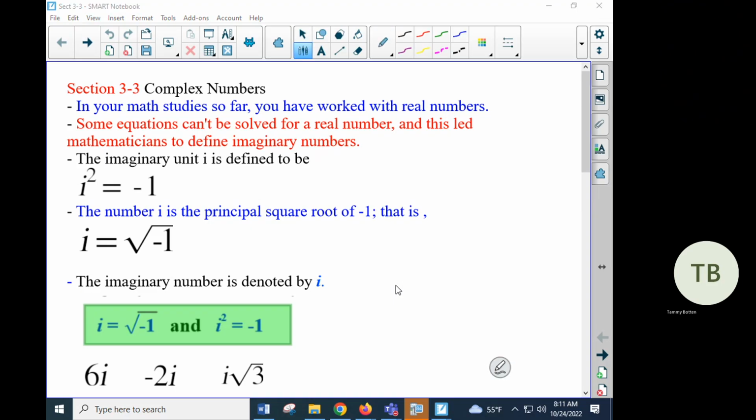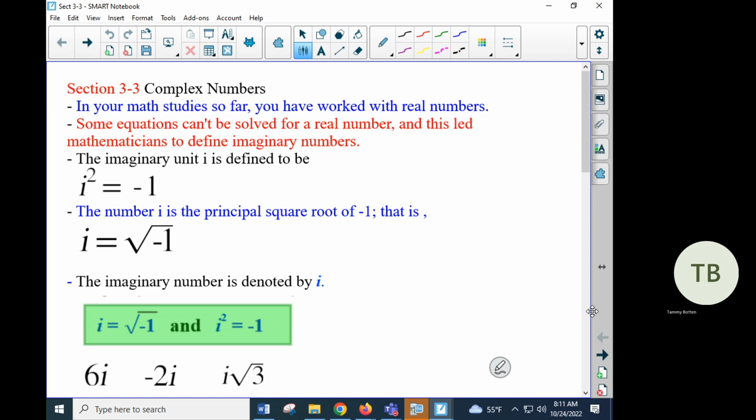All right, guys, we are going to go on to the next section today. And today we're going to talk about something that you guys have probably not done before. Have you guys ever done anything with an i with a number? Have you ever seen that before?